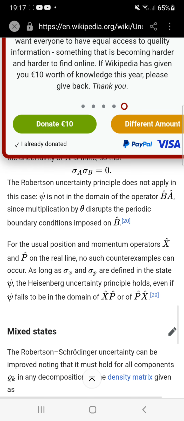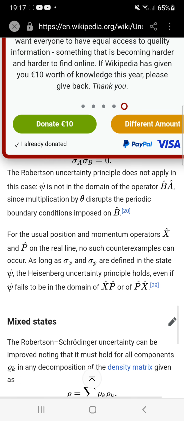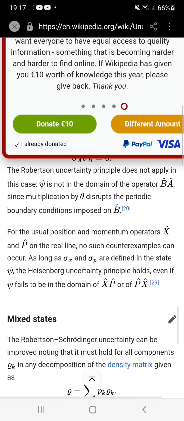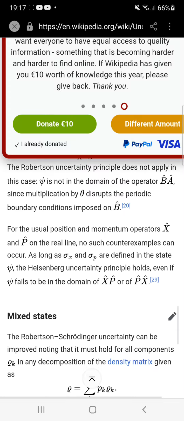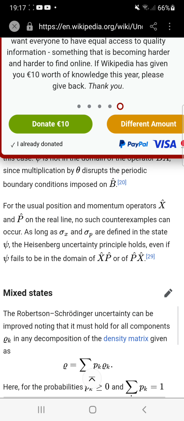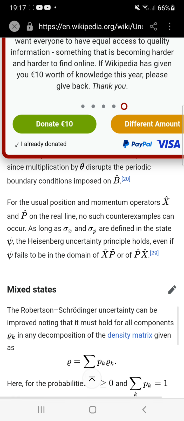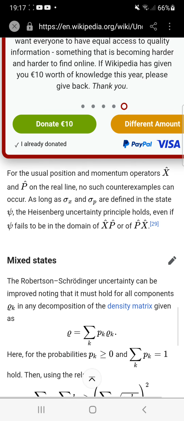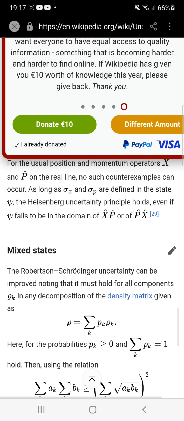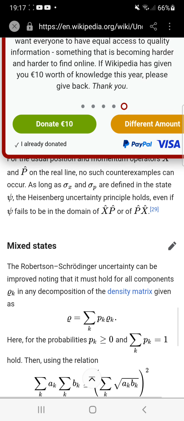The Robertson uncertainty principle does not apply in this case. G is not in the domain of the operator B hat check, A hat check, since the multiplication by theta disrupts the periodic boundary conditions imposed on B hat check. For the usual position and momentum operators X hat check and B hat check on the real line, no such counterexamples can occur.